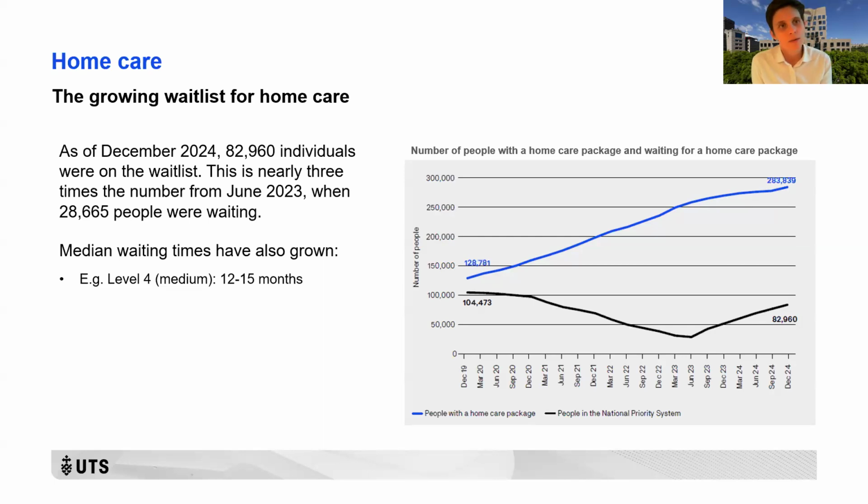So this growing wait list also is reflected in growing wait times. For example, someone assessed as needing a level 4 package with a medium priority level is now estimated to wait approximately 12 to 15 months before they receive that level 4 package.